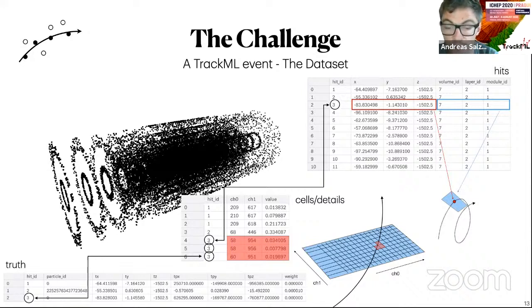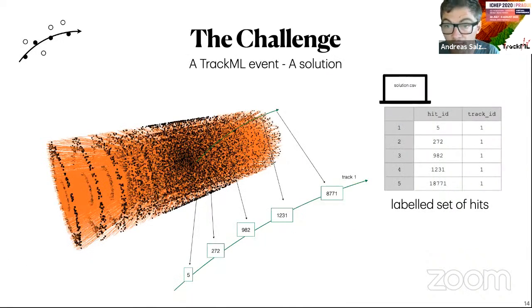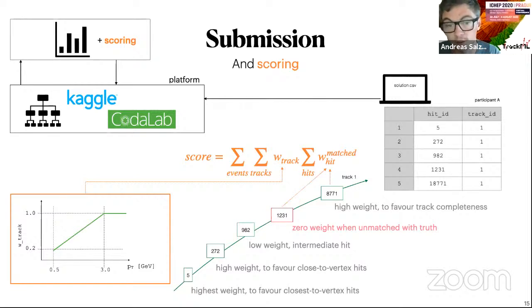And this is connected for the training data set with a huge truth file, where you basically could look up the ground truth. Where did this hit come from? That's what the hits look like. And then the challenge was to find connected hits, so a labeled set of hits, which would then qualify as one track. And the idea was, can you find all these tracks? So a solution would be a labeled set of hits, and that would be submitted as a CSV file to the platform with the ground truth for the evaluation data set. We'd apply some scoring, and then that would rank you in the challenge.